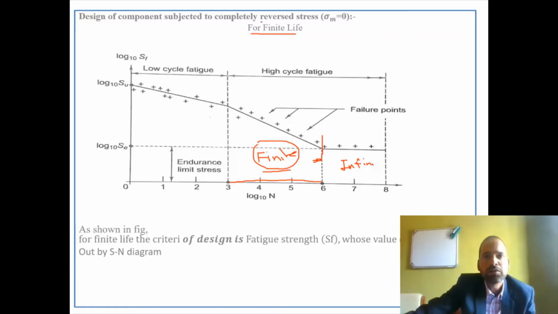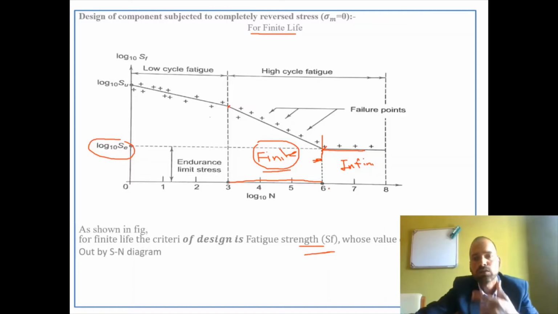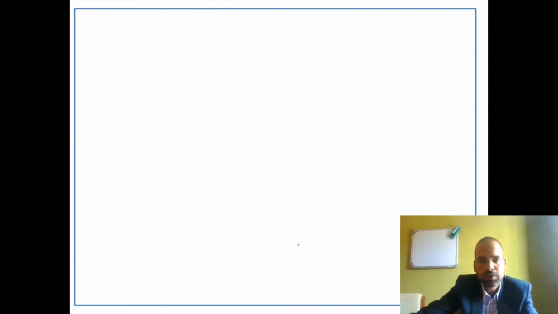So, for the component subjected to completely reversed stress and for finite life, the design is based on fatigue strength, whose value can be found out by an S-N diagram. Now, if you see, for an infinite life, the strength of the component is constant after 10 to 6 cycles, and that strength is called Se. But in case of finite life, the strength varies in between 10 to 3 to 10 to 6 cycles. So this varied strength is called fatigue strength, right? And that fatigue strength is calculated from the S-N diagram from 10 to 3 to 10 to 6 cycles. So how that fatigue strength is found out, that we have to discuss in the next slide.